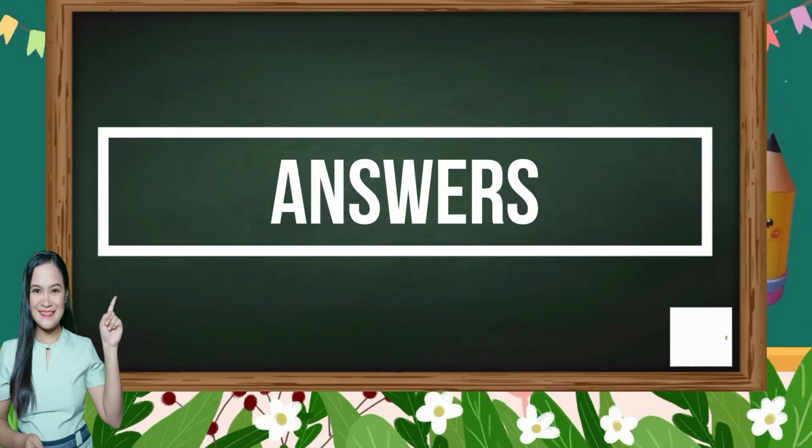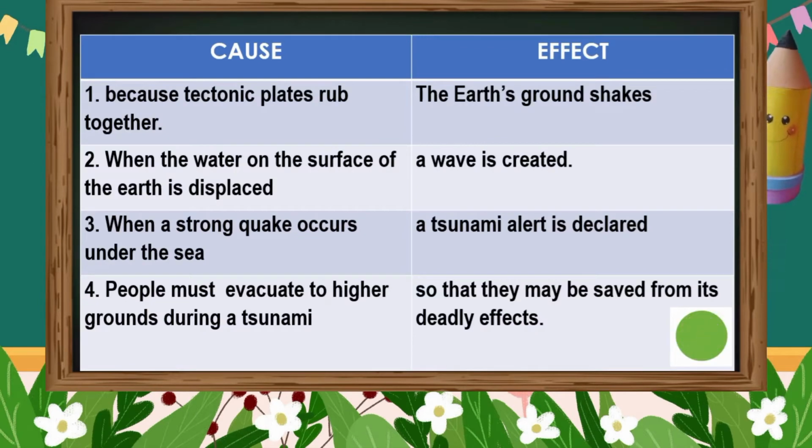Now let us compare your answers. Cause. Number 1. Because tectonic plates rub together. Effect. The Earth's ground shakes. Number 2. When the water on the surface of the Earth is displaced. Effect. A wave is created. Number 3. When a strong quake occurs under the sea. Effect. A tsunami alert is declared. Number 4. People must evacuate to higher grounds during a tsunami. Effect, so that they may be saved from its deadly effects.